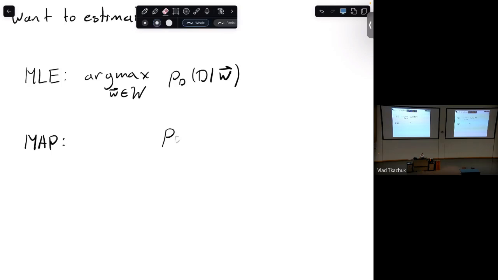Well, actually, it's going to be different. It's now going to be the PMF or PDF of the parameter given the particular data set. Now I'm actually treating the parameter as a random variable, and this is going to be its corresponding conditional PDF, because it's going to be continuous. And I'm going to try to maximize this.